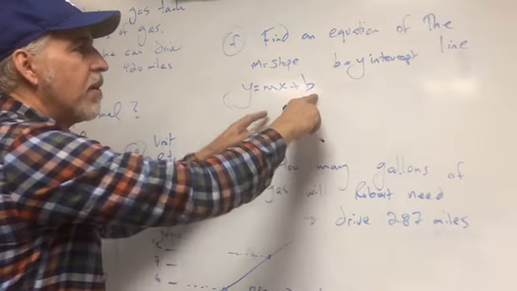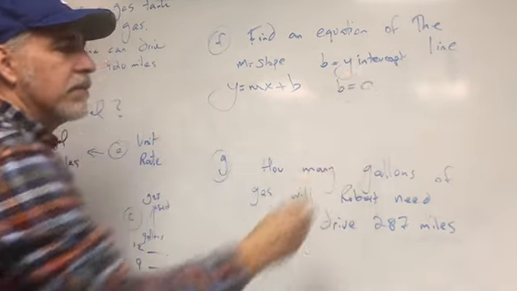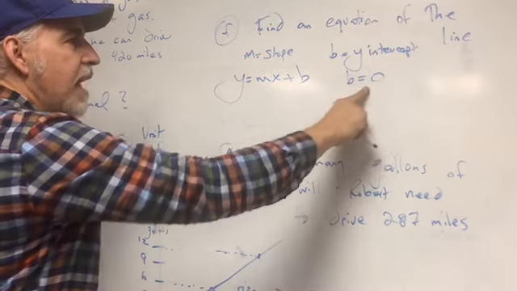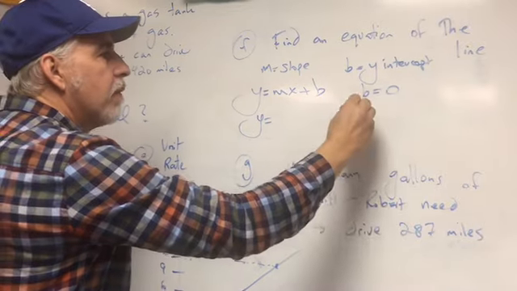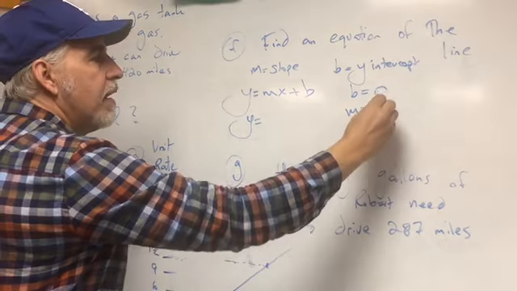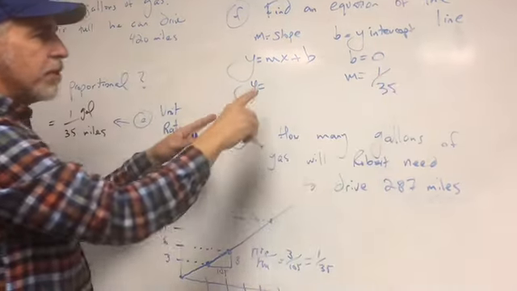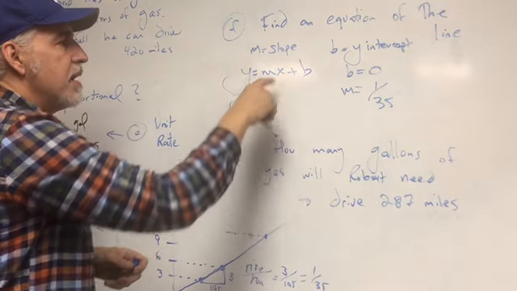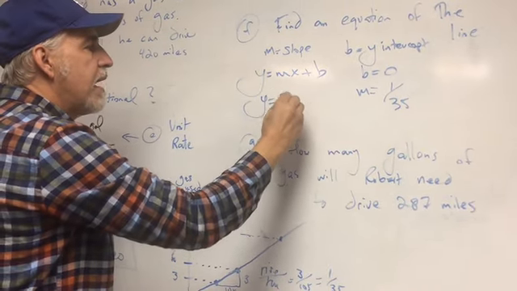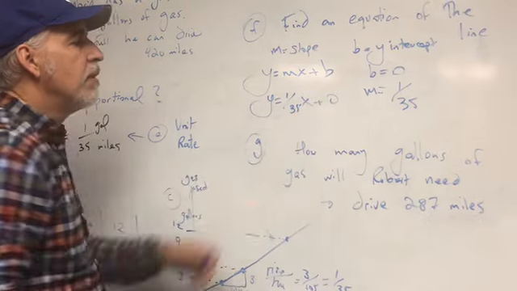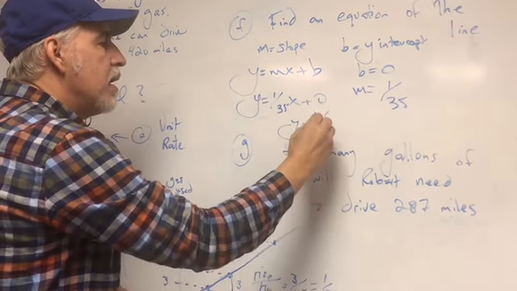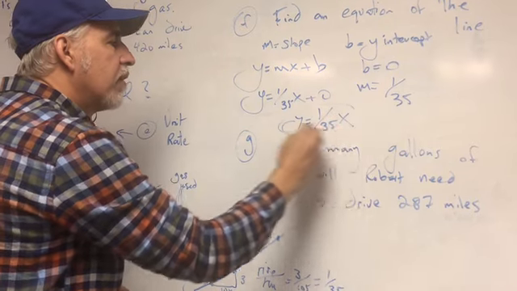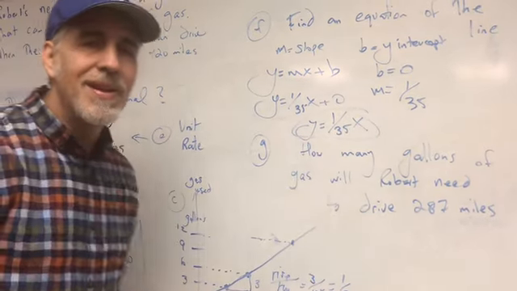Then we can say B equals 0, because there's nothing happening there. But M is equal to 1 over 35. We figured that out. We just put it all together in here. We substitute m in there. We get 1 over 35 x plus 0. In other words, we can rewrite it without the 0: y equals 1 over 35 x. That's it. Our equation of the line.